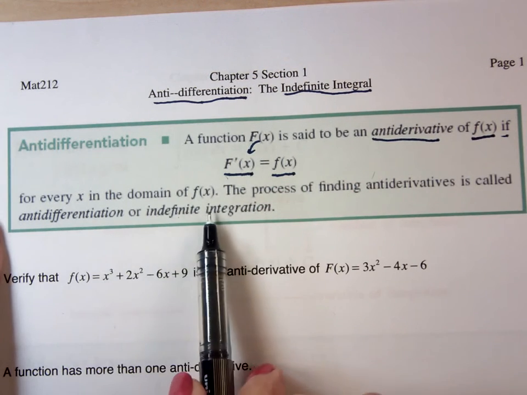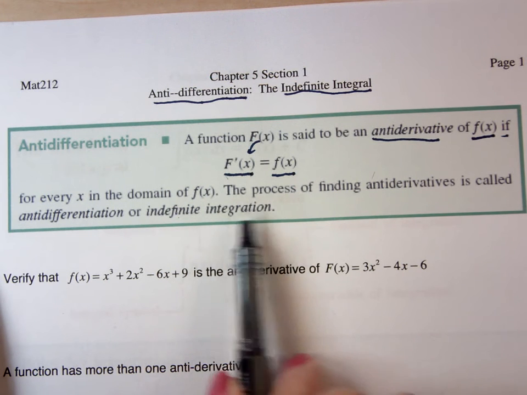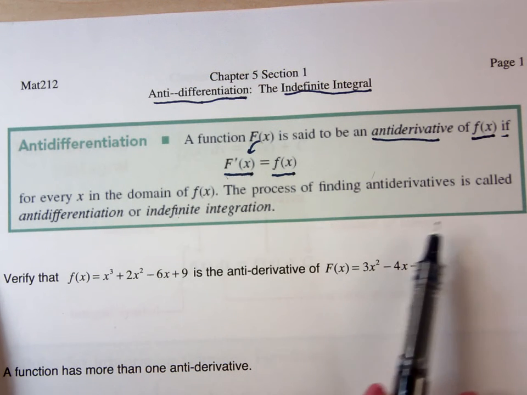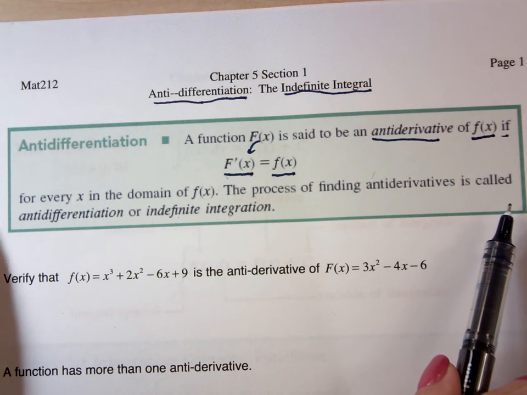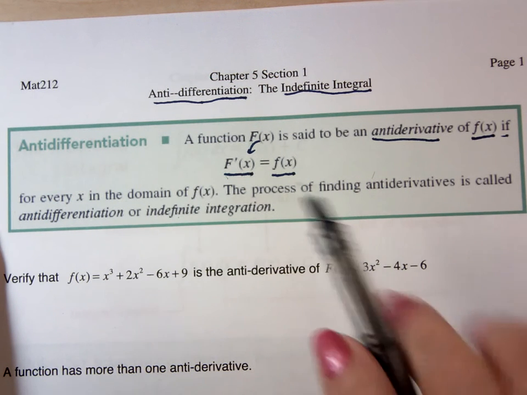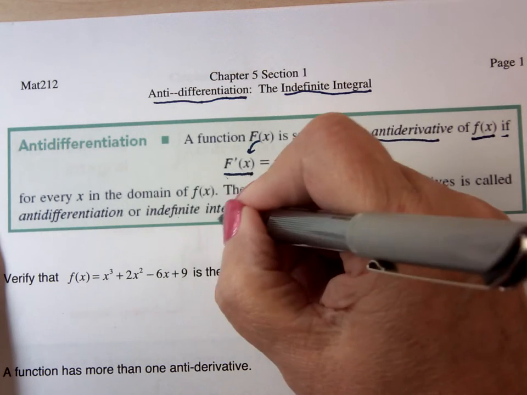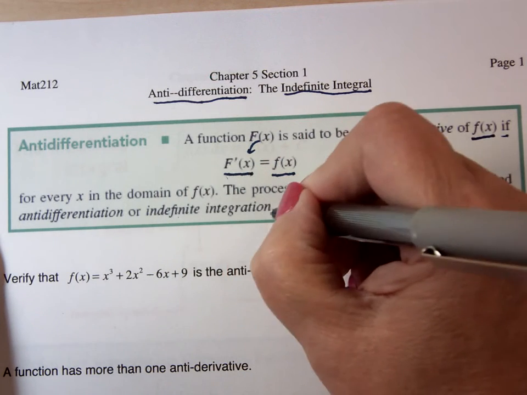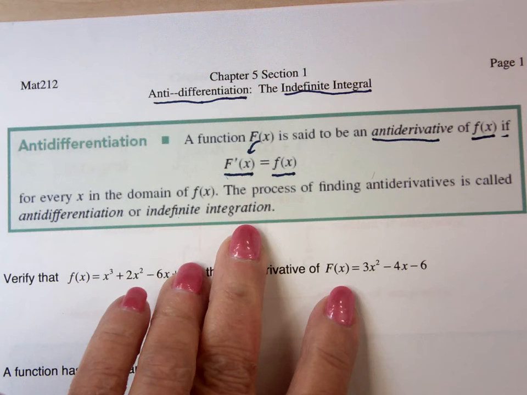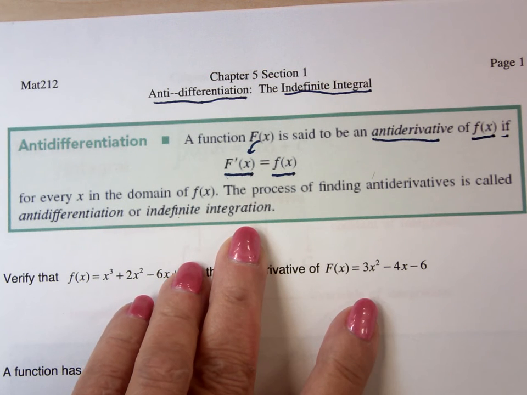For every x in the domain of little f, the process of finding the antiderivative is called antidifferentiation. That's a big word. Or the indefinite integration. Now, if I'm on Wolfram Alpha, I would say integrate, and then I would put in what the problem is.